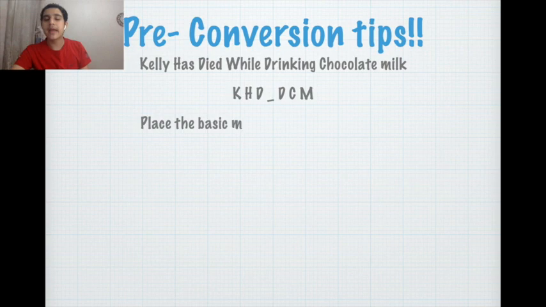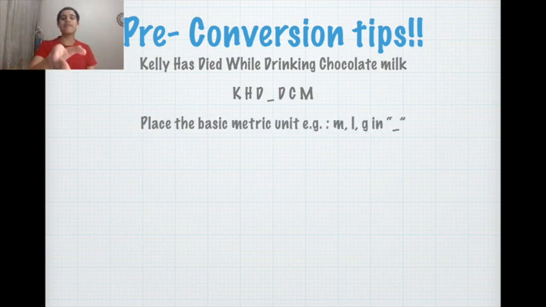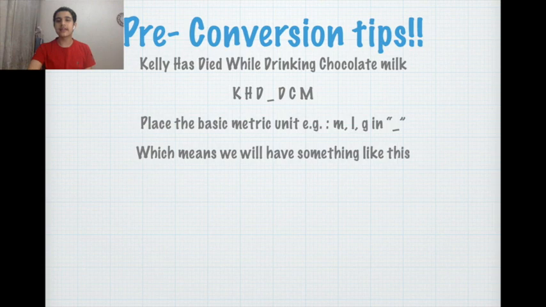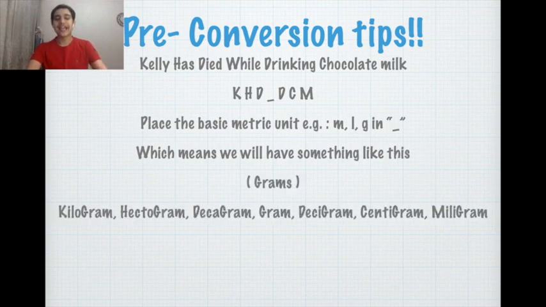So place the basic metric unit after every initial and the dash, which means we'll have something like this if we're looking at grams. The K is kilogram, and the H after is hectogram, decagram, gram, decigram, centigram, and milligram. You might not have learned this in school. This I learned back in India, and it's really helping me out for precise conversions.